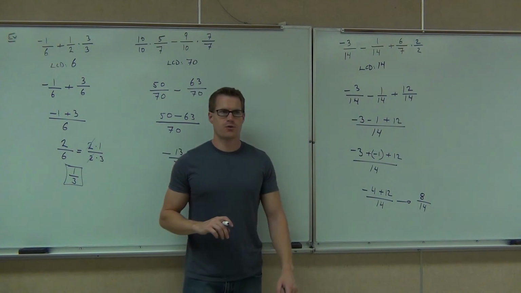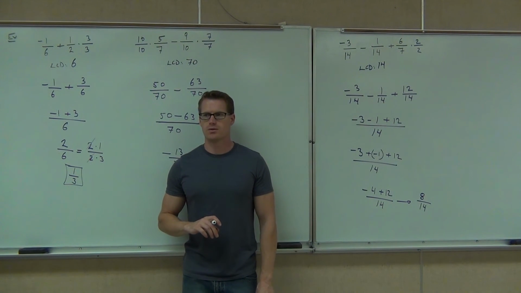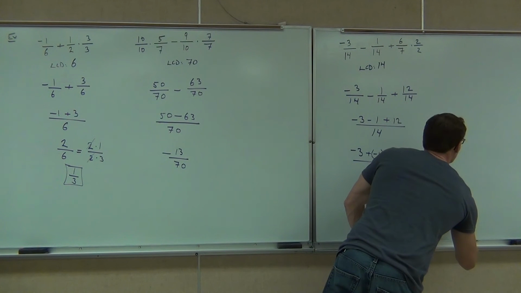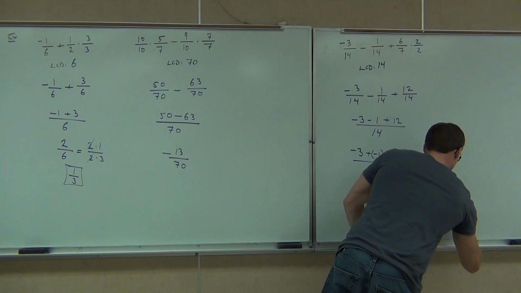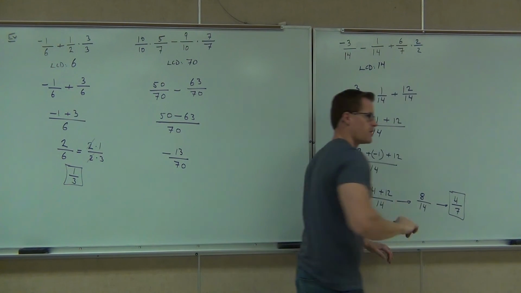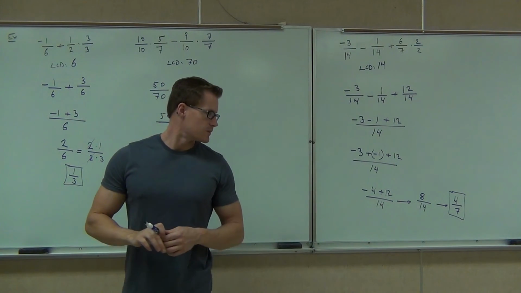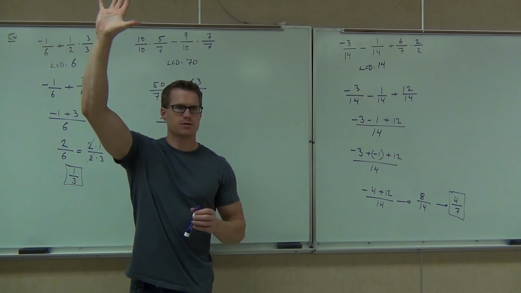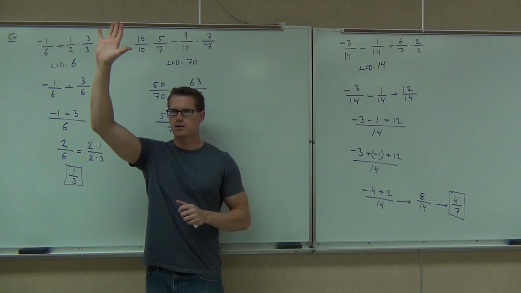And we're going to leave it 8 over 14, right? No. Simplify both by a factor of 2, we get 4 sevenths. Hey, would you raise your hand and feel okay with this, what we're talking about so far? Good, okay.